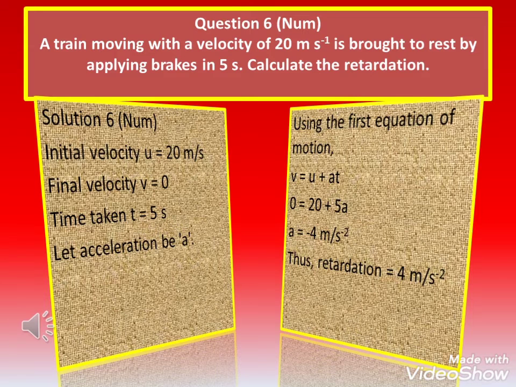Question number 6. A train moving with a velocity of 20 meter per second is brought to rest by applying brakes in 5 seconds. Calculate the retardation.